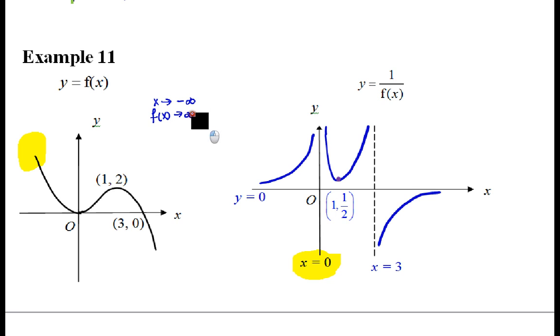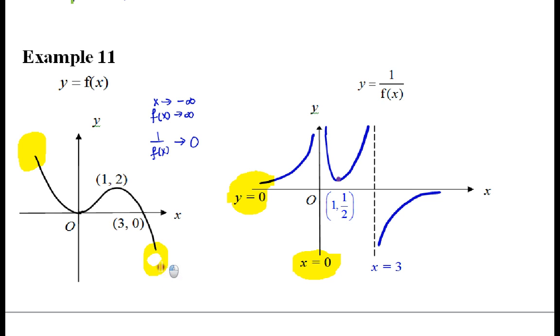f(x) tends to infinity, which means that 1 over f(x) should tend to 0. So which means here, y equals 0 is actually a horizontal asymptote as well. Make sense? So that means here it will translate to here. So these two are the ones that some of you may have missed out. Follow?